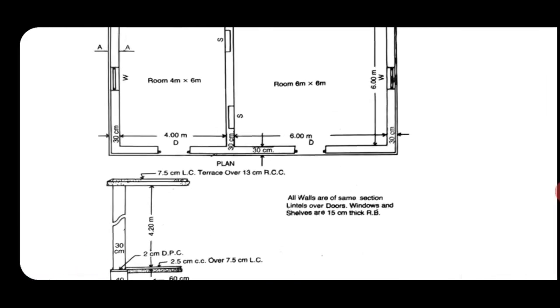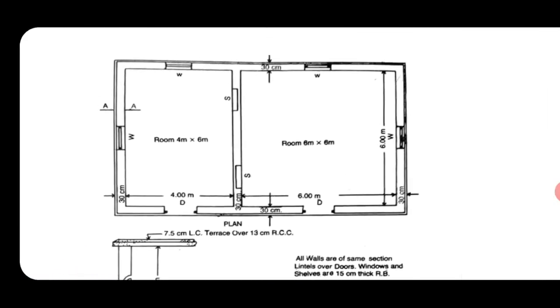So see, this one is the plan of the two room building. This building is having two rooms. One room is of size 4 meter by 6 meter. That means 4 in this longitudinal direction and 6 in this transverse direction. And another room of size 6 meter by 6 meter, that is 6 meter in this longitudinal direction and 6 meter in this transverse direction. And all the walls are of same thickness, that is 30 centimeter.